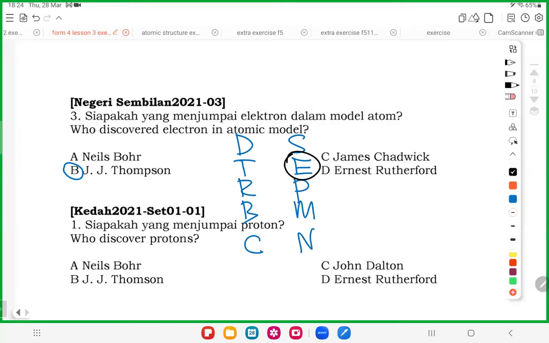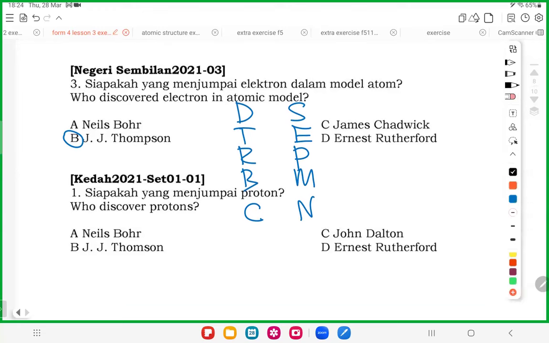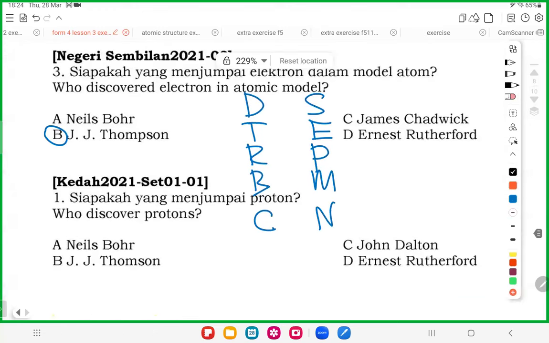Electron, E. Who found electron? T. Thomson. You see that? If you know how to use this acronym, don't throw rubbish below carpet, save Earth, protect Mother Nature, you can do it very, very fast. Okay, next one. You let me know. Who discovered the proton? Who found the proton?